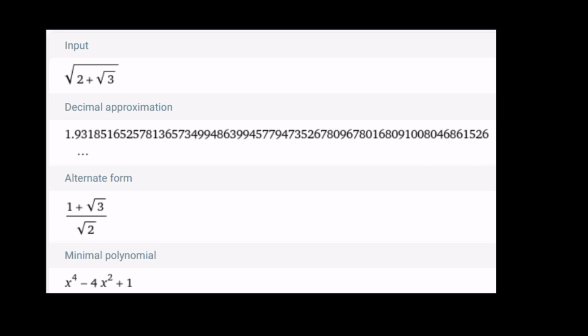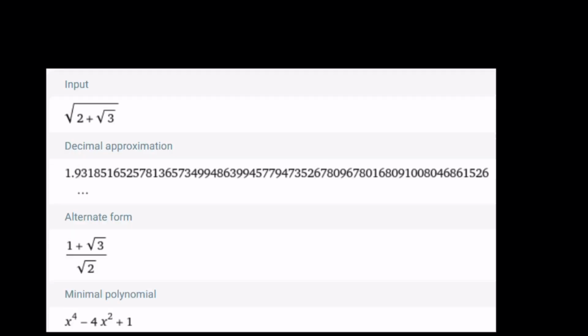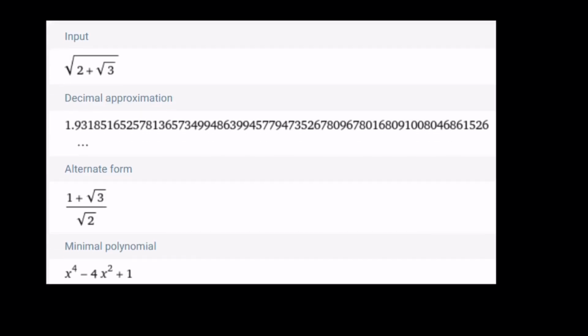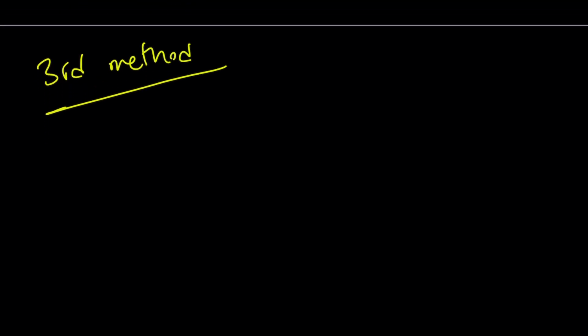We have our input, the decimal approximation. As you saw here, this is much better, obviously. And the alternate form, if you rationalize, you're going to get the answer. And minimal polynomial, I hope you know what that means. If you don't, please comment and someone will answer that. Okay, great. Let's go ahead and talk about the third method. And I know text is being cut off, so I'm going to put that a little lower.